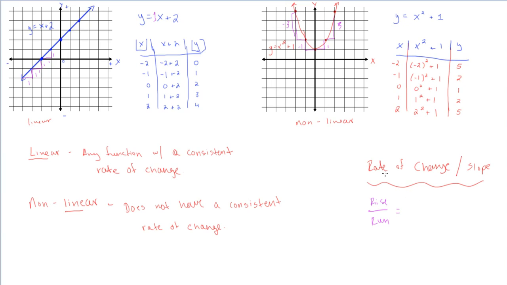Okay, so for example, the rate of change for the blue equation was 1 over 1, and it's going to stay that way forever. Okay, so a linear function is anything that has a consistent rate of change, whereas a nonlinear function does not.